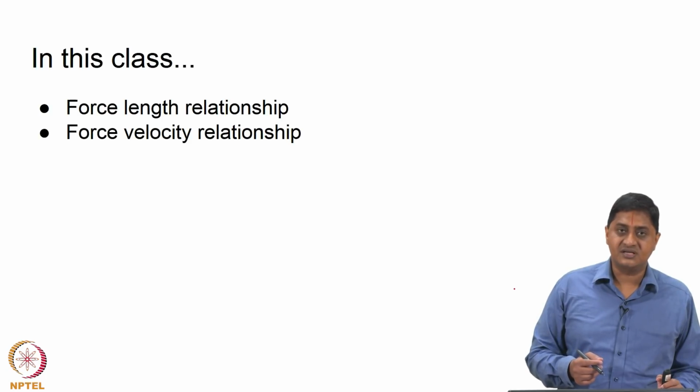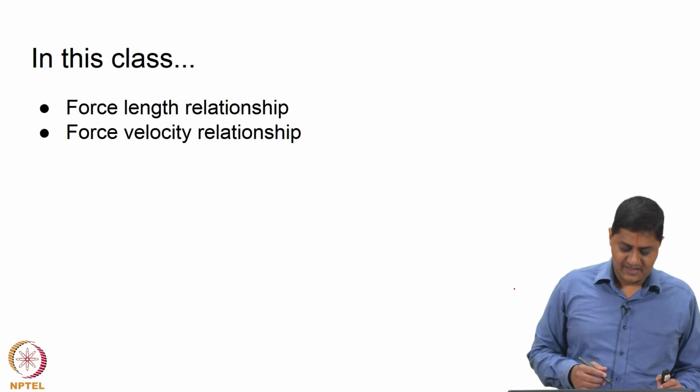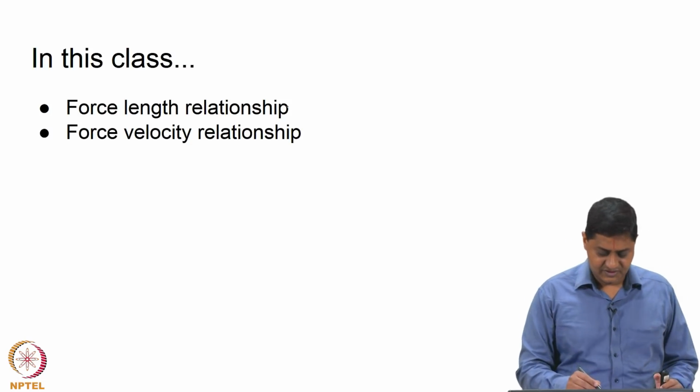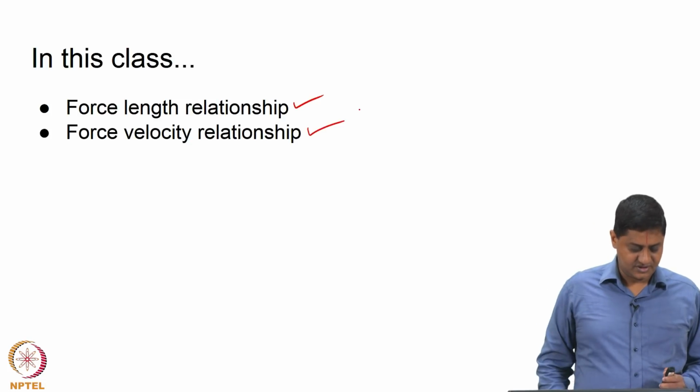That is what is called the velocity of shortening for a muscle, and how this velocity of shortening of a muscle interacts with force is the other point that we will discuss. So, we will be discussing the force-length relationship and the force-velocity relationship.